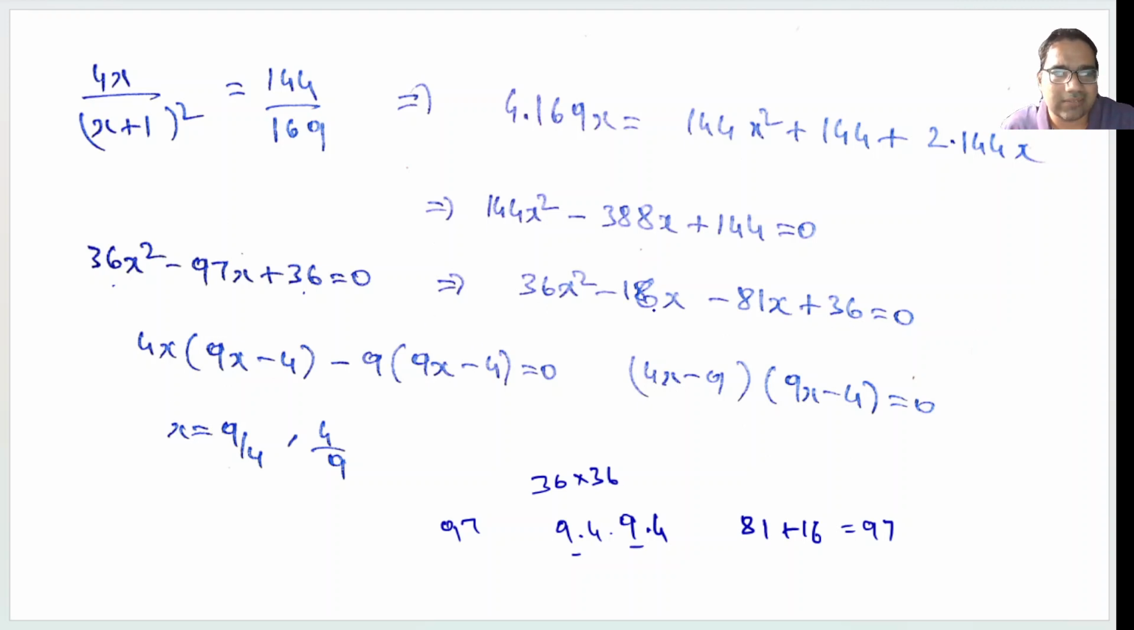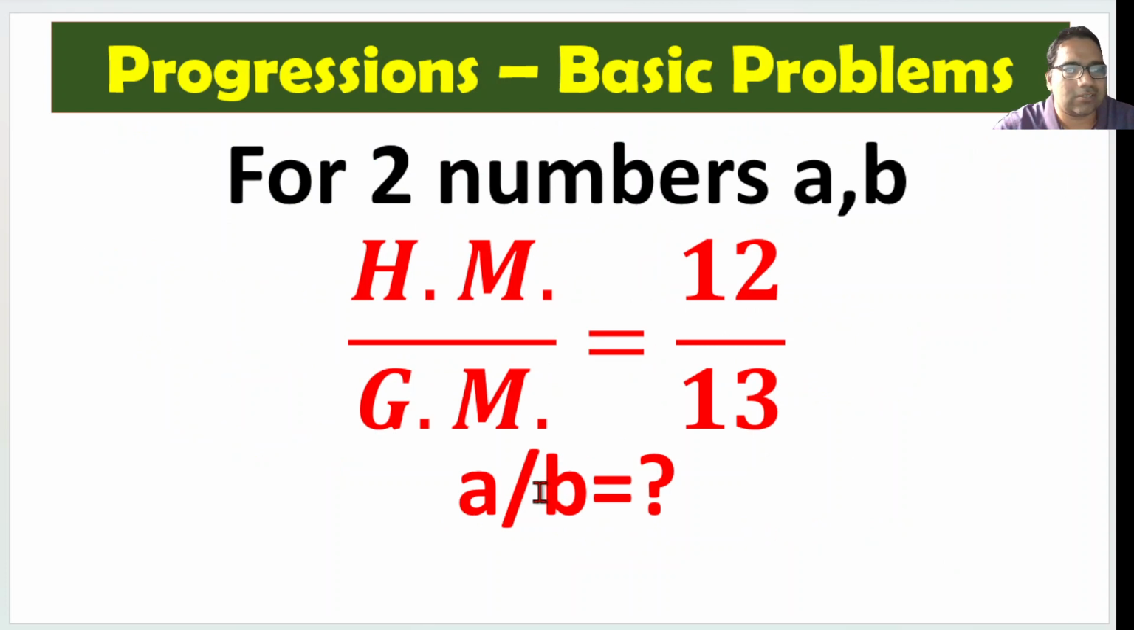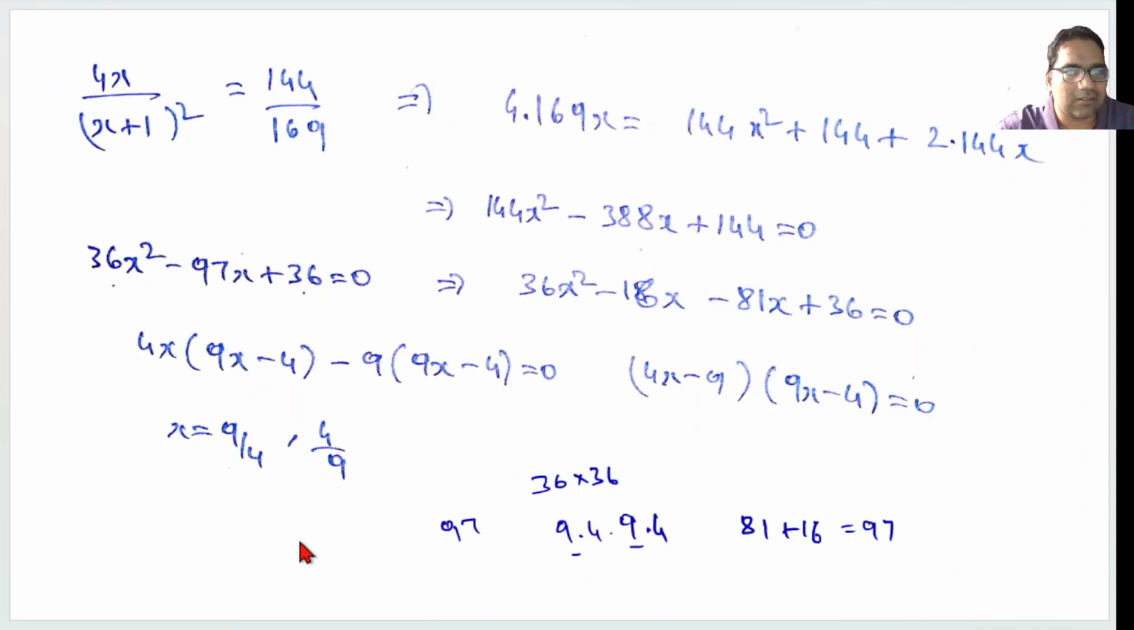So 36x square minus 16x, we can take 4x common: 4x into 9x minus 4, minus, again here 9 common, 9 times 9x minus 4 equals 0. That means 4x minus 9 into 9x minus 4 equals 0. That means either x is 9 by 4 or 4 by 9. That is what we want. What is x? X is the ratio of these two numbers. The ratio is either 4 by 9 or 9 by 4.